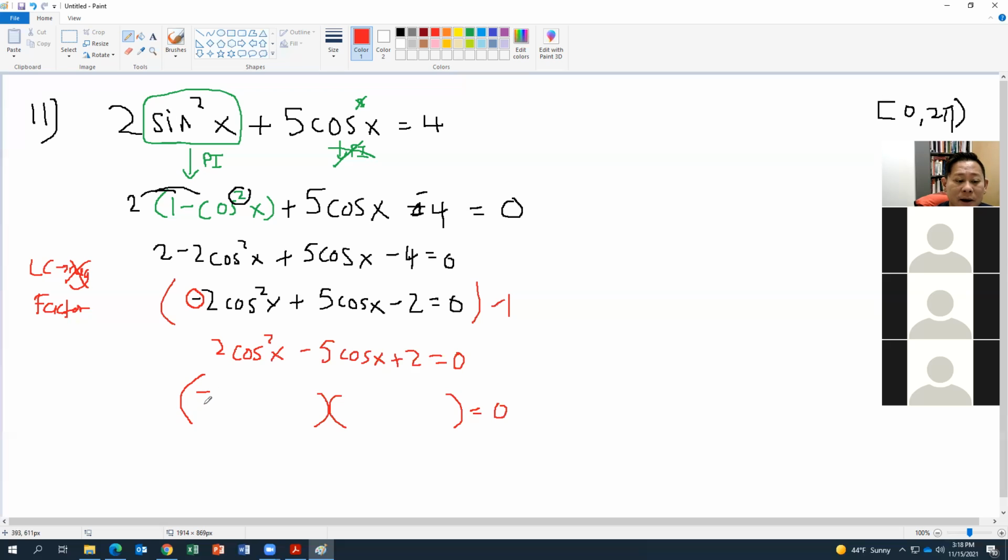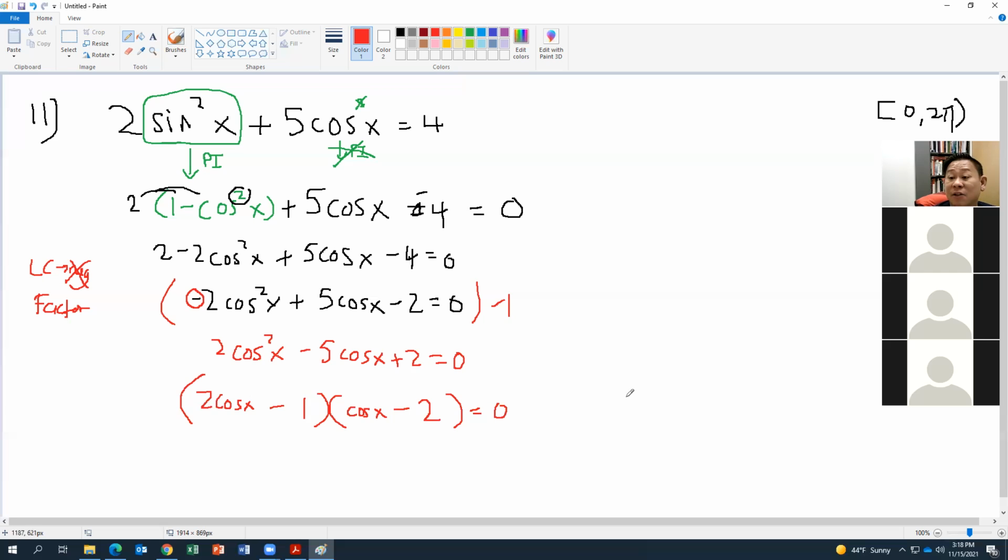So 2 cosine square x is 2 cosine x times cosine x. Anyone know how to factor positive 2? What times what is 2? 1 times 2. And you need to get a negative 5. So both must be negative.